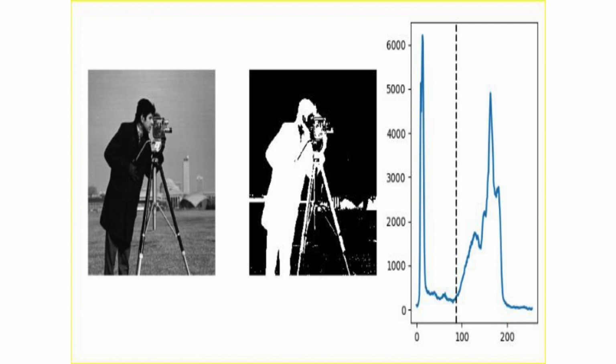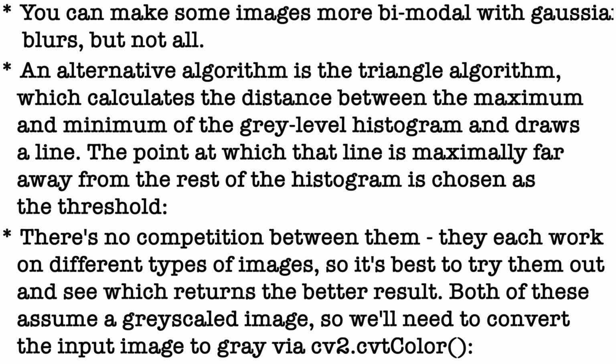When we plot the histogram, again we can see the threshold lies between these two peak pixel points, and the histogram is again plotted for the foreground and background processes. So the background pixels create a single histogram and the foreground pixels create a single histogram. You can make some images more bimodal with Gaussian blur, but not all.